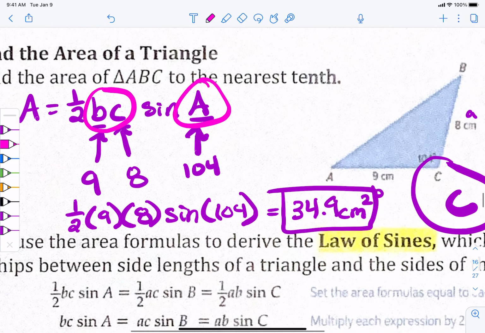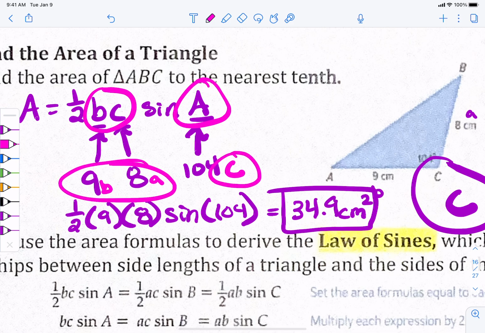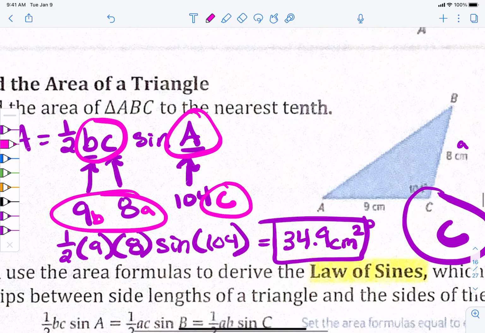So even though this was our lowercase b, and this was our lowercase a, and this was our capital C, we still have two sides and the angle that's not opposite those sides, right? So it doesn't matter what we call them. We can switch them around, just as long as these two aren't opposite this one. Does that make sense? Okay. All right, good.